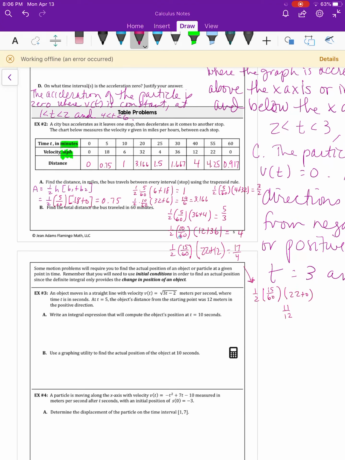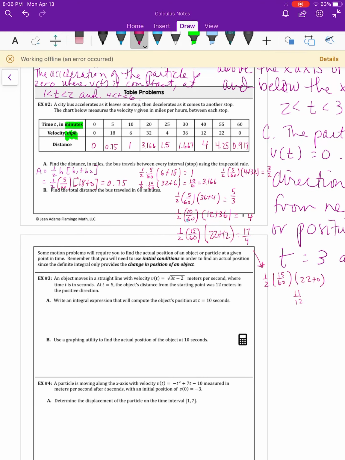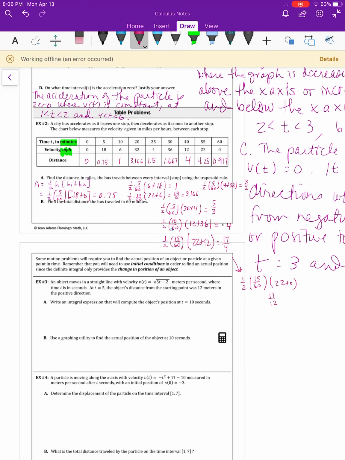And that one gave me 11/12, which is 0.917. Okay, so there is the distance in miles. So now find the total distance the bus traveled in 60 minutes.